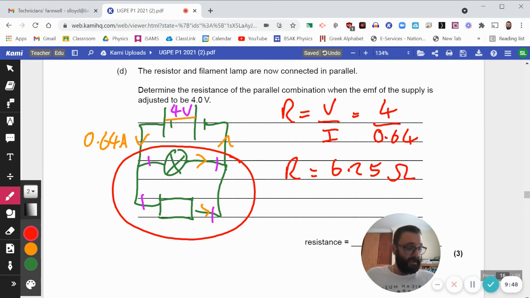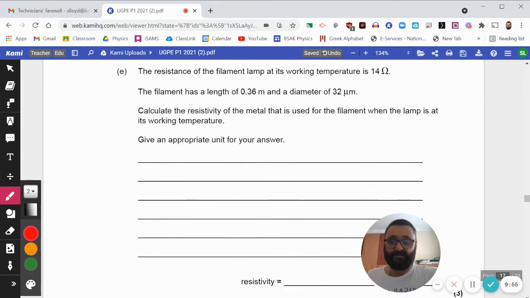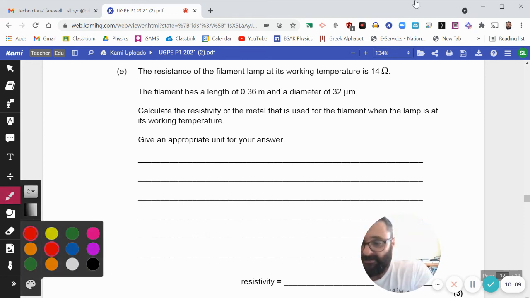Okay. Part A goes off on another tangent. We've got its resistivity now, isn't it? Now, resistivity. Resistance of the filament is 14 ohms. Yeah, it's got a length, it's got a diameter. Calculate the resistivity of the metal, which I think it's got to be tungsten, hasn't it, if it's a filament bulb.